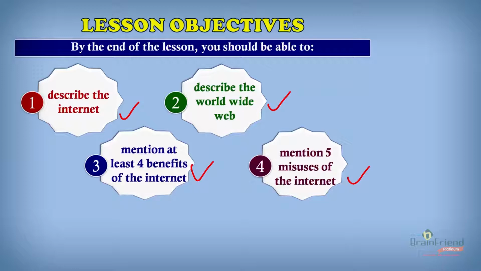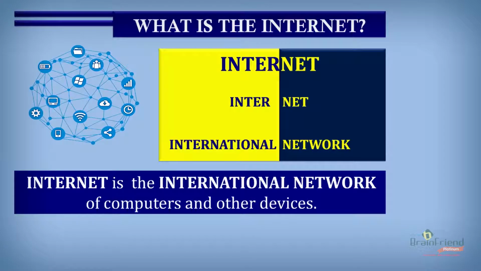Let's proceed. What is the Internet? To continue, let's find out what's in the name Internet. If we break down the word Internet, I'm sure you can see 2 new words. The first is inter and the other is net. If we expand these 2 words further, we have international and network. So the Internet is an international network of computers. What does this mean? We'll find out.